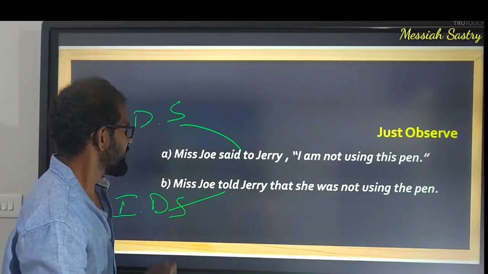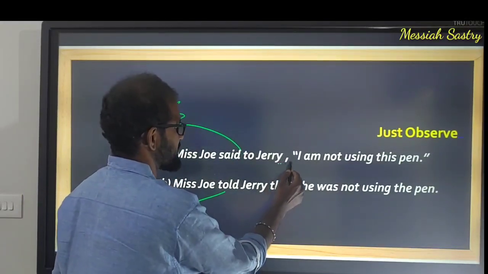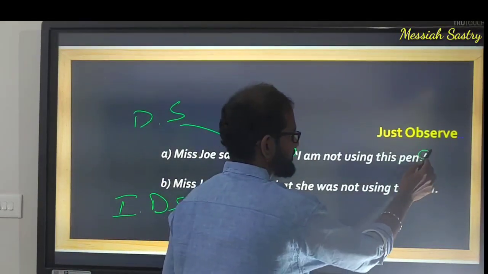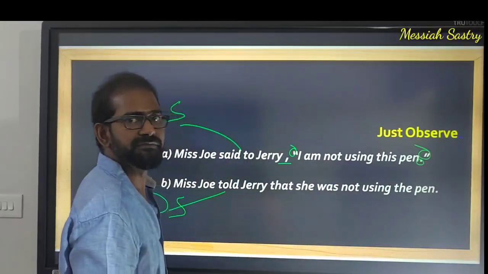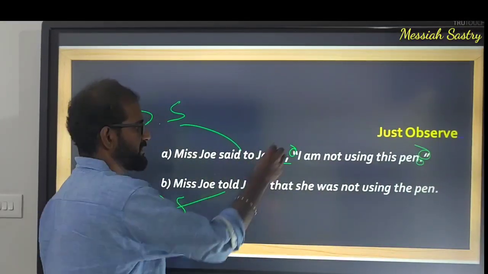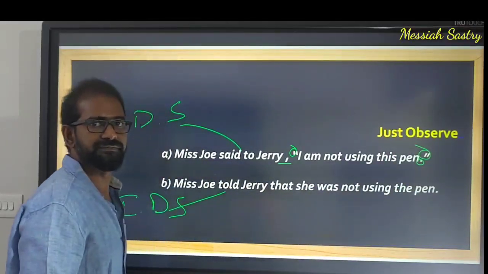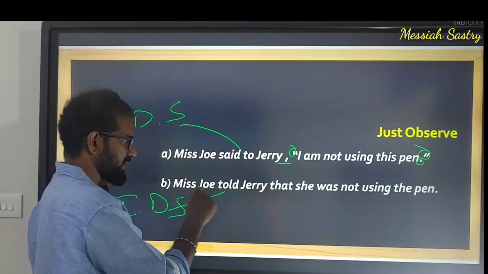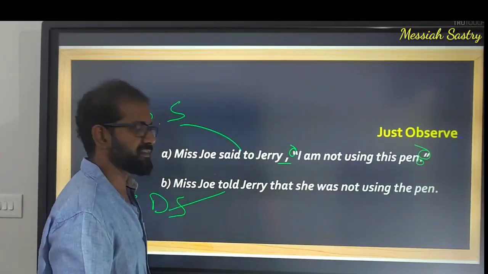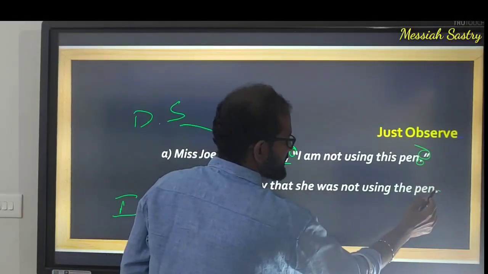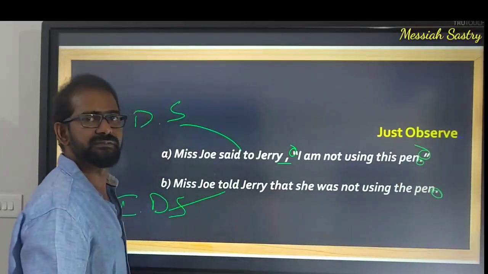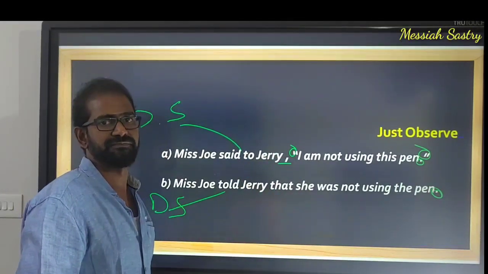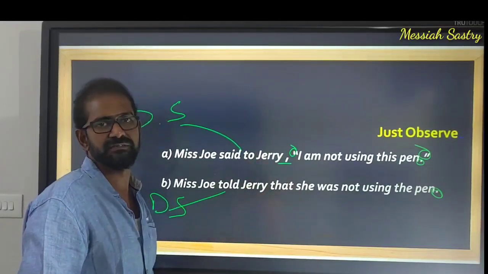Let us observe. First thing, look at the punctuations. Here there is a comma, inverted commas, and a full stop. In direct speech, there are inverted commas, a comma, and a full stop. Whereas if you look at the indirect speech, there is only a full stop. So there is a change of punctuations.